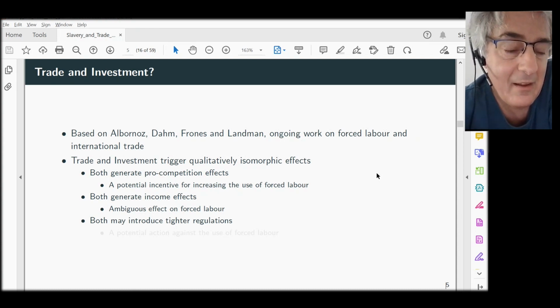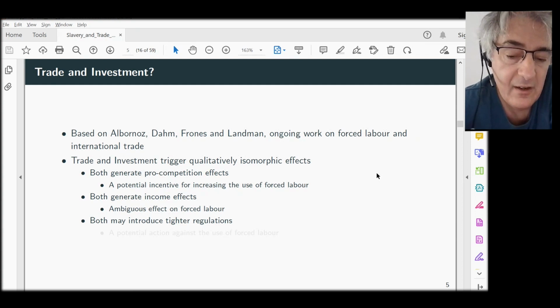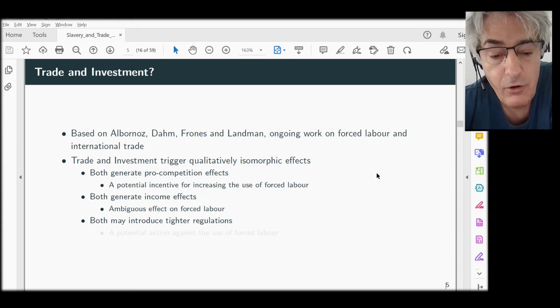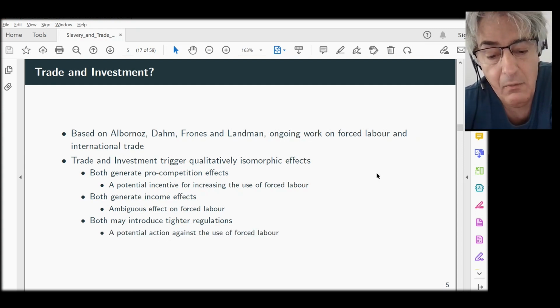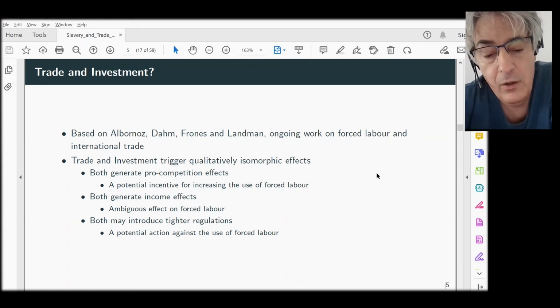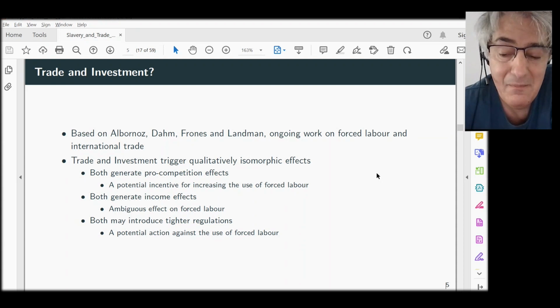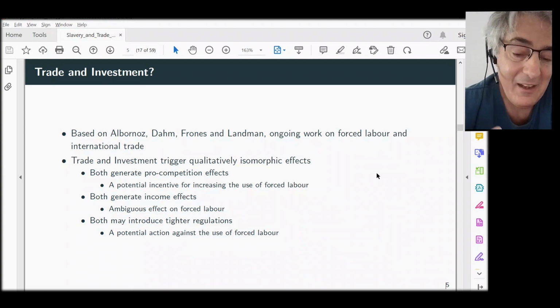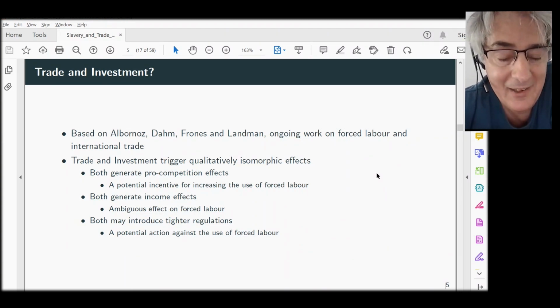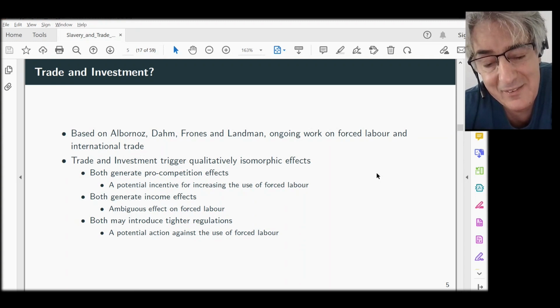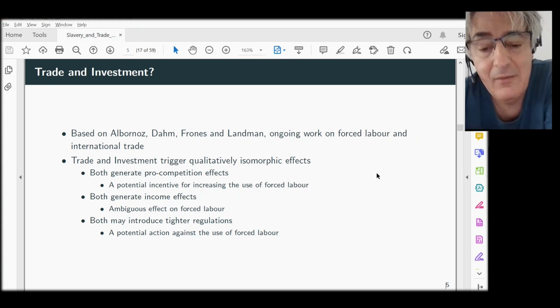But at the same time, and this is the optimistic side, we'll emphasize that engaging with the world generates the possibility for introducing tighter regulations and controls, and this is a potential action that one can use in order to fight forced labor. So different channels, multiple directions. The data is not perfect, and the reality is partly hidden. So this is the mess. So this is the challenge. So that's what makes this task so fascinating, but at the same time so challenging.